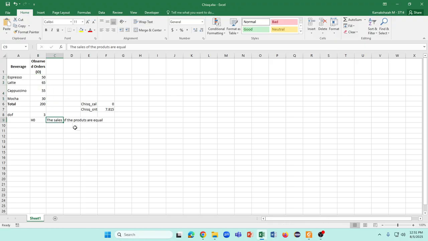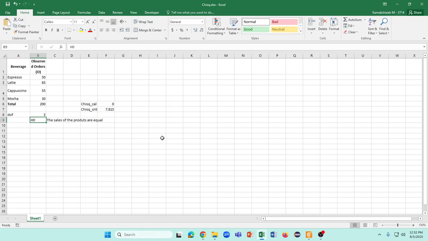Now the hypothesis: though there are some differences across the sales, they are more or less the same. That is the null hypothesis for the goodness of fit test. There are different ways to formulate the hypothesis, but I would like to formulate it in this way. Now, what are we going to do?